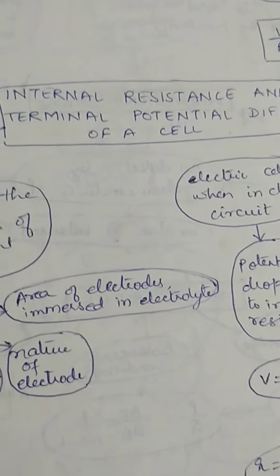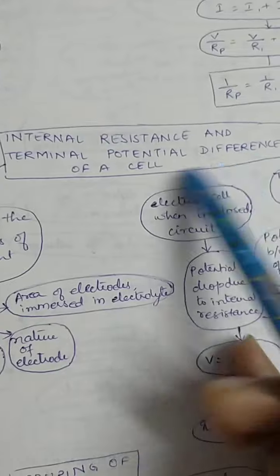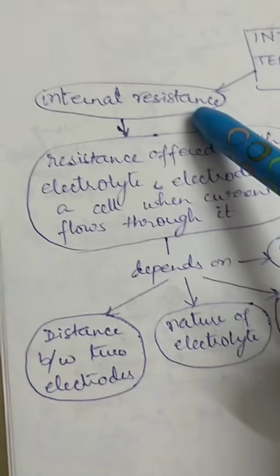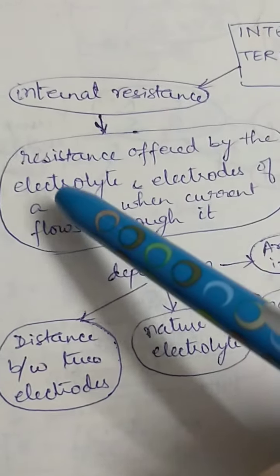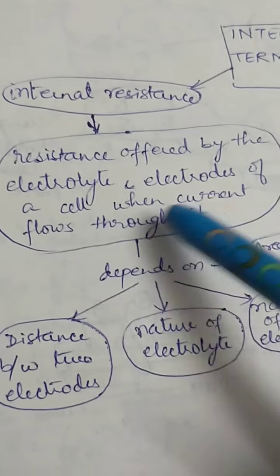Good morning, students. Today's topic is internal resistance and terminal potential difference of a cell. If you have a cell, a primary cell especially, internal resistance is a term which I'll introduce now: the resistance offered by the electrolyte and electrodes of a cell when current flows through it.